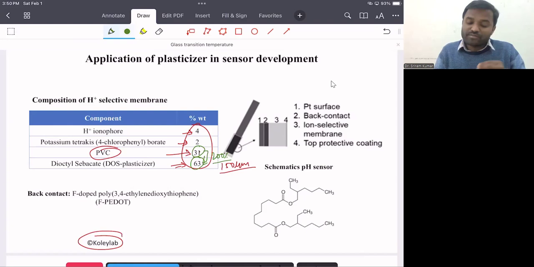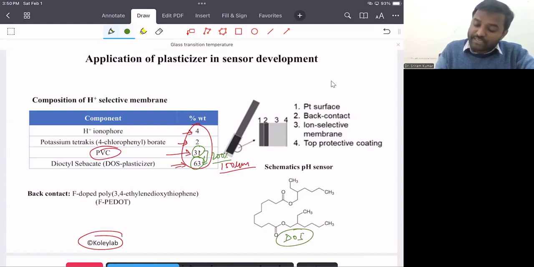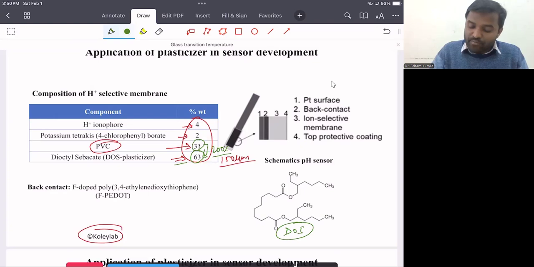If you use different percentages of plasticizer, based on that you can make a flexible coating of that material, or maybe the sensor. So this is the DOS plasticizer. If you want to develop a sensor, you can consider this kind of composition, or maybe you can vary the percentage of your plasticizer. That depends on the sensitivity of your sensor, or maybe how flexible a sensor you want to develop. And this is the important thing.